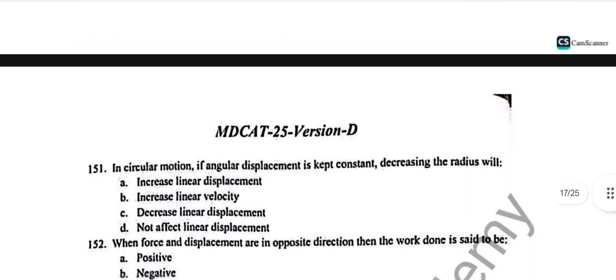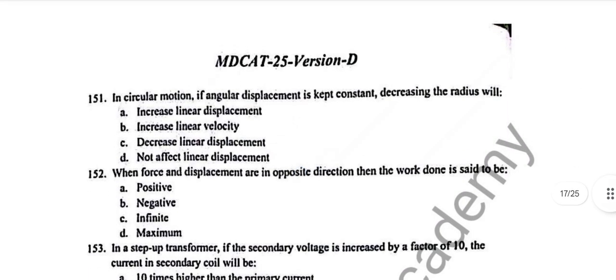Question number 151. In a circular motion, if angular displacement is kept constant, decreasing the radius will decrease linear displacement. Question number 152. When force and displacement are in opposite directions, then the work done is said to be negative.